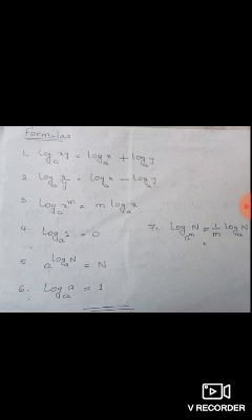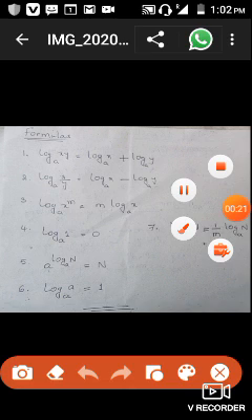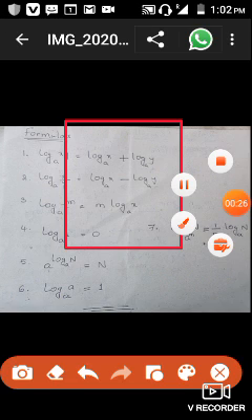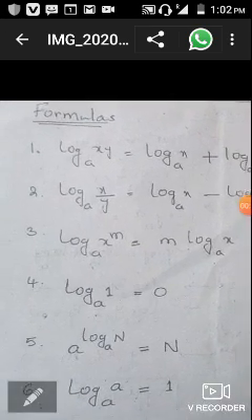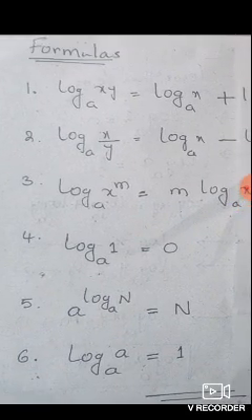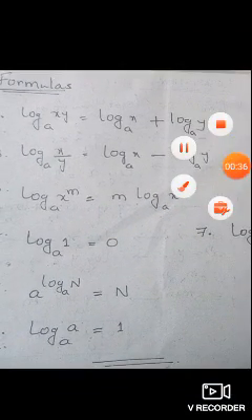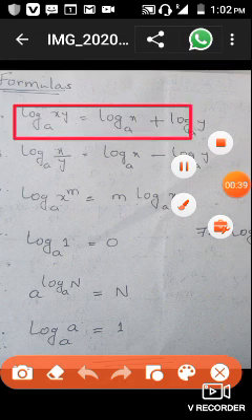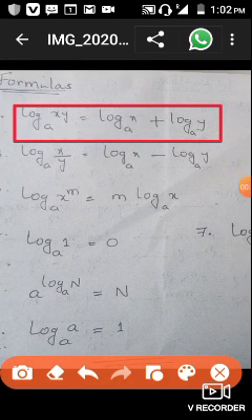Today we recap the laws of logarithms. First one, log xy for base a equals log x base a plus log y base a. See here, first law: log xy base a equals log x base a plus log y base a.